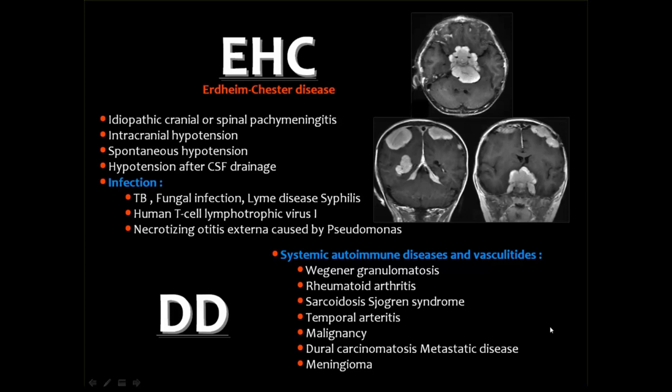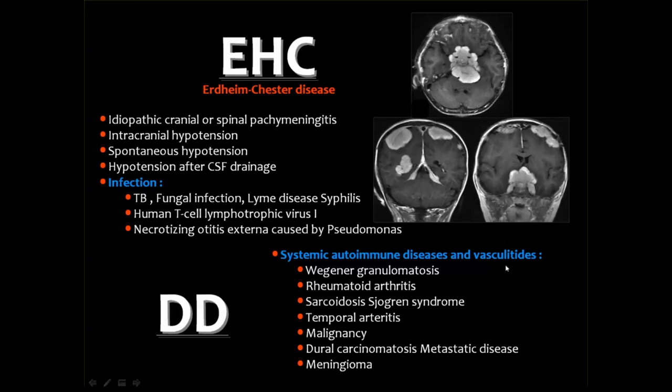Then what are the differential diagnoses of Erdheim-Chester disease? Number one, which was previously mentioned, is meningitis. Then intracranial hypotension, spontaneous hypotension, hypotension due to CSF drainage, and infections like TB, fungus, and syphilis, Lyme disease. Then human T-cell lymphotropic virus type 1, and necrotizing otitis externa, which is caused by Pseudomonas.